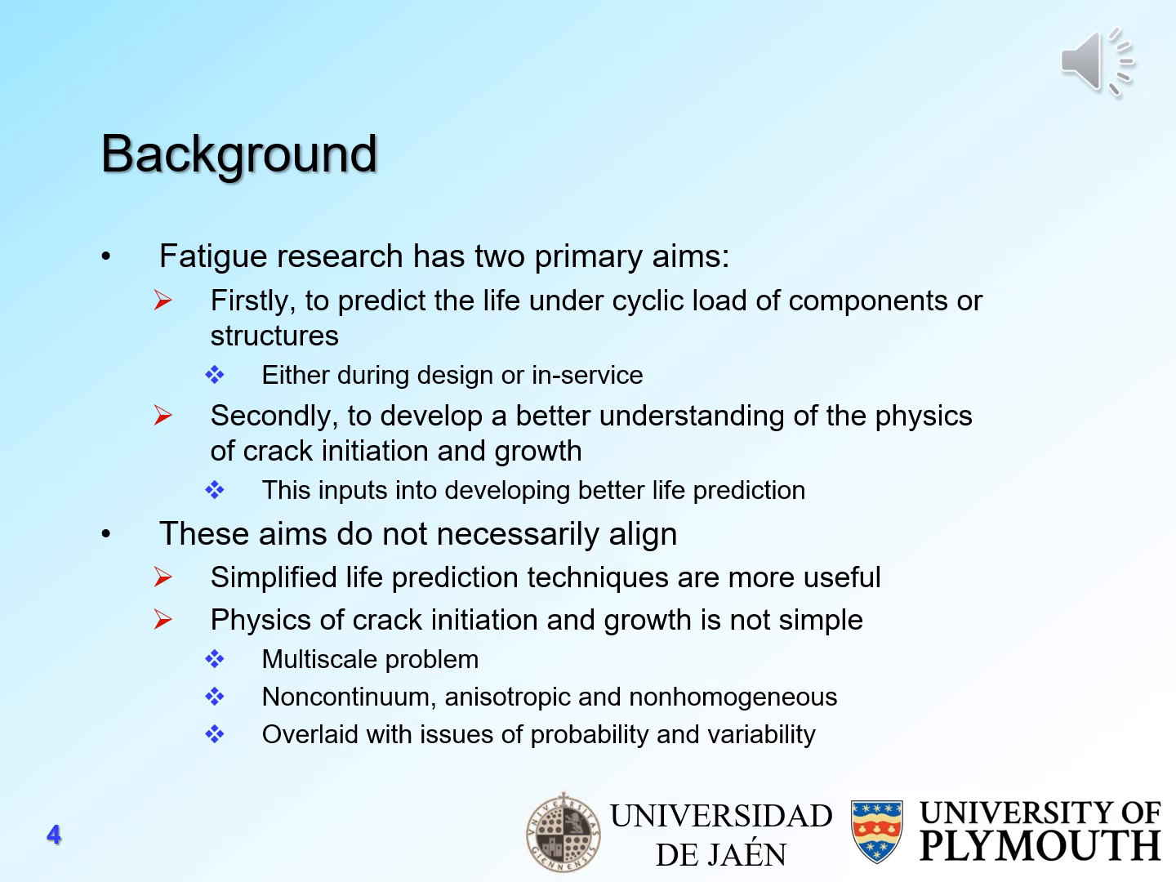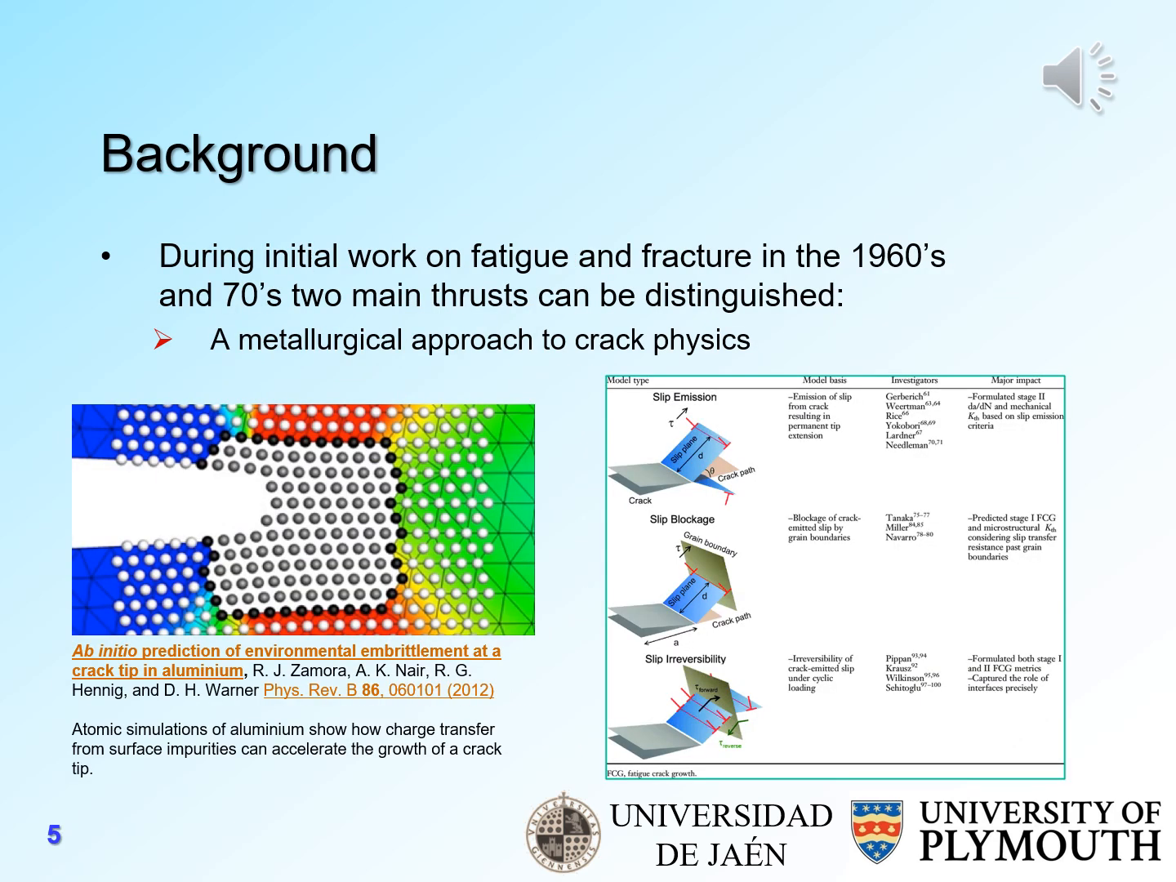It seems to me that during the initial work on fatigue and fracture in the 1960s and 70s, two main thrusts can be distinguished. The first one was a more metallurgical approach to crack physics, and it includes things ranging from atomistic simulations of cracking to dislocation-based models of early crack growth initiation.